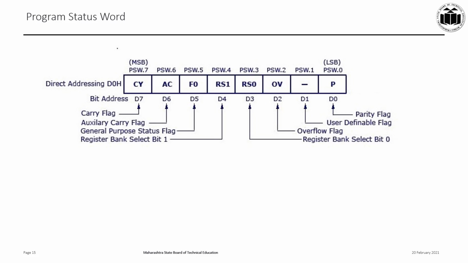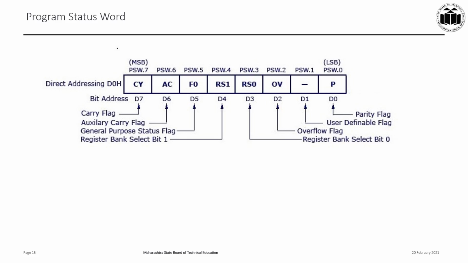RS1 and RS0 are the D4 and D3 bits, and they are the register bank select. These flags are used to select only one bank of 8 registers, which are from R0 to R7. By default, it selects bank 0. The user can use any one bank of registers at a particular time.